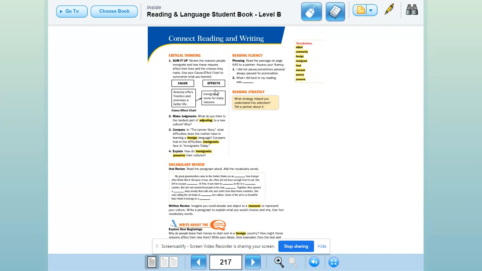Use your cause and effect chart to summarize what you have learned. So I gave you the answer key for the cause and effect. I also went over the cause and effects of immigration on our Zoom meeting last week. So you can review your notes for that part.